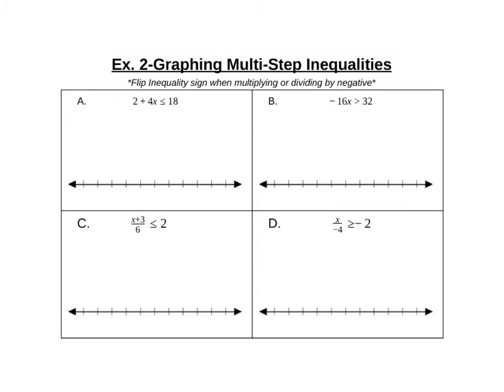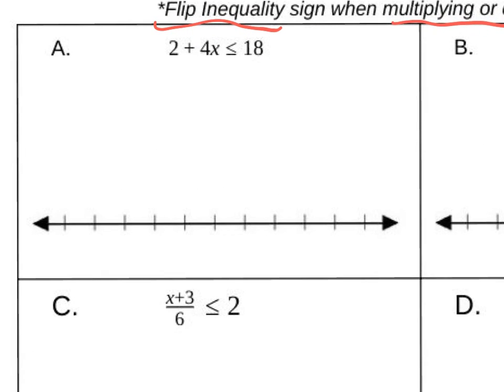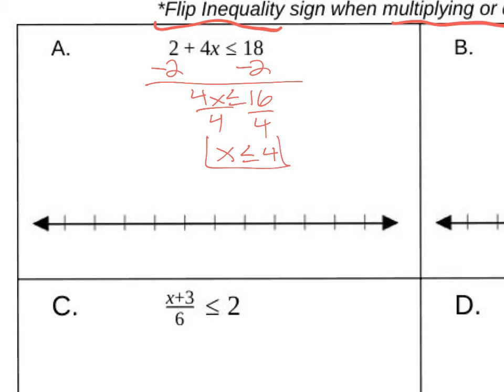In our next couple examples, the biggest thing we need to remember is flipping the inequality anytime we multiply or divide by a negative. Other than that, we are just going to solve like we would a normal equation and then graph our results. So if we look at 2 plus 4x, the first thing we're looking to do is subtract 2, leaving us with 4x is less than or equal to 16. Dividing by a 4, well, that's not going to change anything. So that's going to leave us with x is less than or equal to 4.